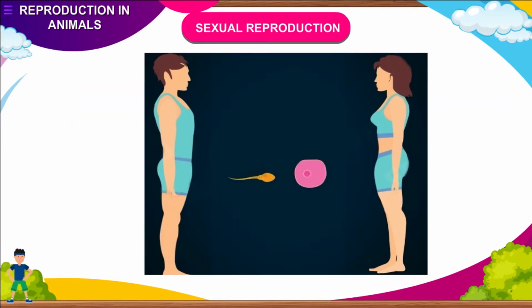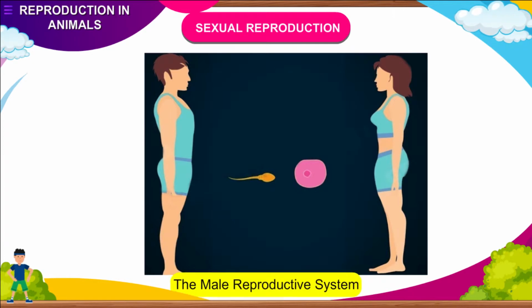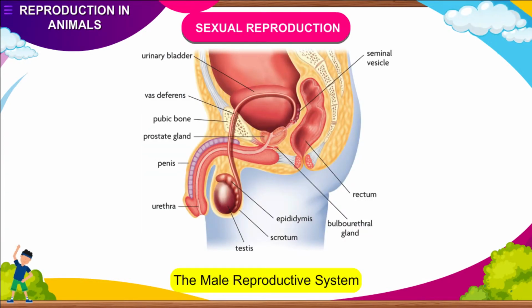Sexual reproduction in humans. Both the parents are involved in this type of reproduction. Male and female have different types of reproductive organs. The male reproductive system. The human male reproductive system is shown below.